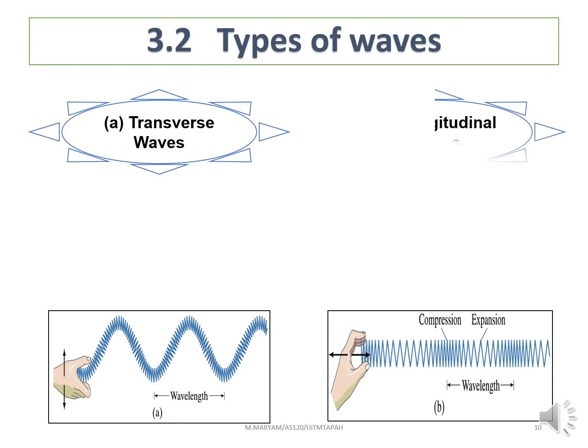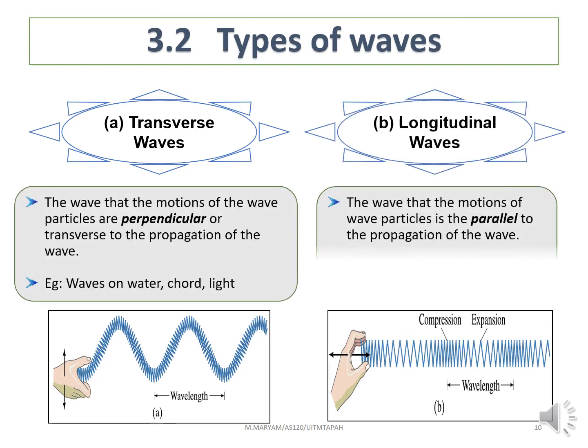Types of wave. There are two types of wave. For this, two things you need to consider. The first one is the definition of the wave. The second one is the example of the wave.